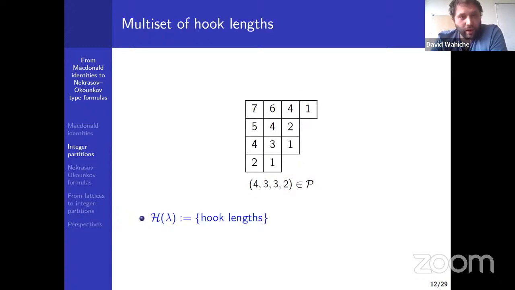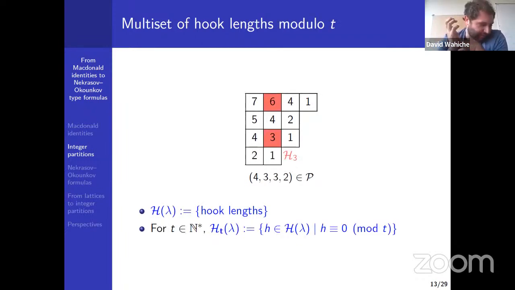Okay, so one can fill the Ferrers diagram of a partition with the multiset of hook lengths. So basically, I just filled here all of the boxes of the partition with the hook lengths, with repetition. This is why it's a multiset. Another multiset, a subset of H of lambda, that is going to be of importance is H_t of lambda. So what is H_t of lambda? It's the multiset of hook lengths that are congruent to 0 mod t. Okay, so I shaded here in red all of the boxes whose hook length is congruent to 0 mod 3.